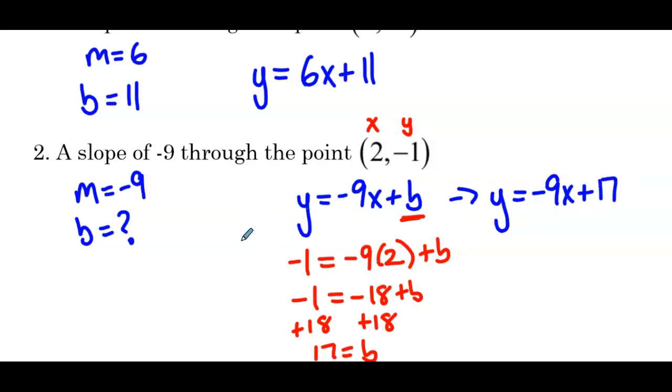Now we're going to learn a more efficient way to write the equation of a line when we have the slope and a point that's not the y-intercept. But for now, our only option is to solve for the value of b.